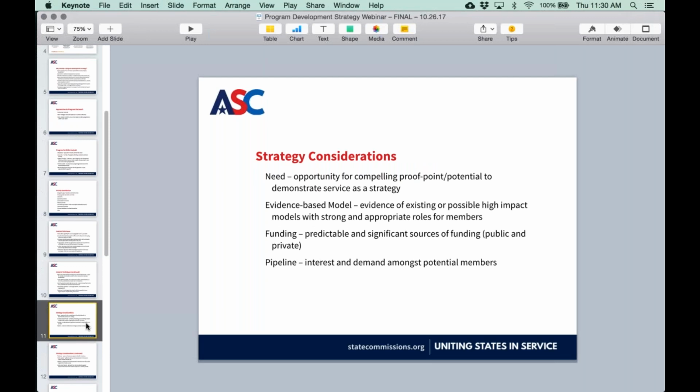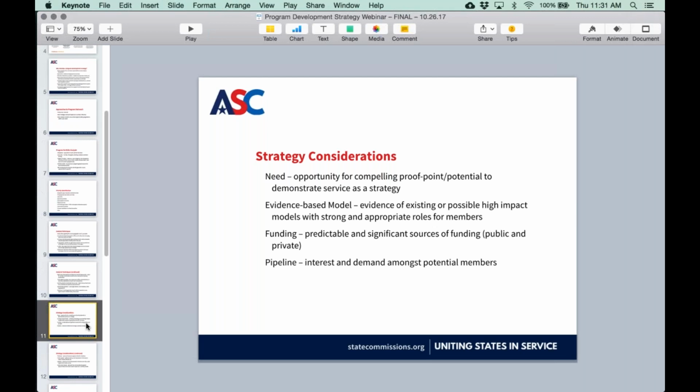Some of it may be a little bit different because they are a national nonprofit organization, but I thought there was some good value in this approach that you might want to consider as you're developing that strategy for your commission. So, need. As we know, identifying the need for the AmeriCorps program is a critical part of any successful program. One of the things that Service Year looks at is what's the opportunity for a compelling proof point or potential to develop service as a strategy here. So really understanding that piece of it, and what added component National Service is going to bring to help address that need, is really important.